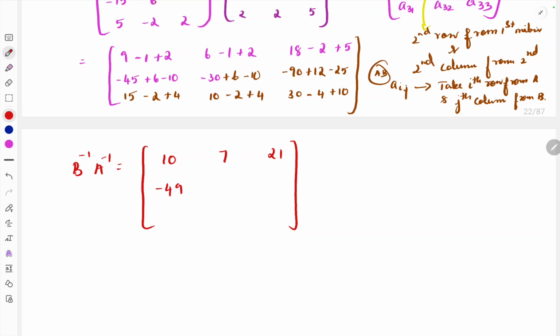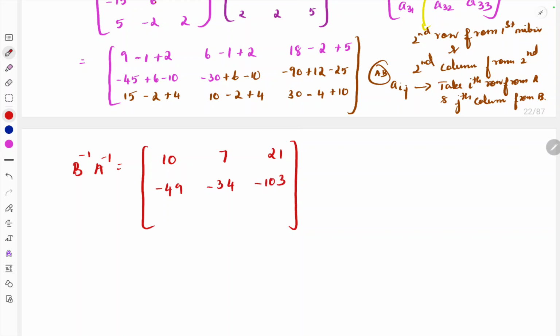So next minus 30. Minus 30 minus 10 is minus 40. So minus 40 plus 6. So it will be minus 34. Next minus 90 we have. So minus 90 minus 25. So it will be equal to minus 115 plus 12. So it will be equal to minus 103.